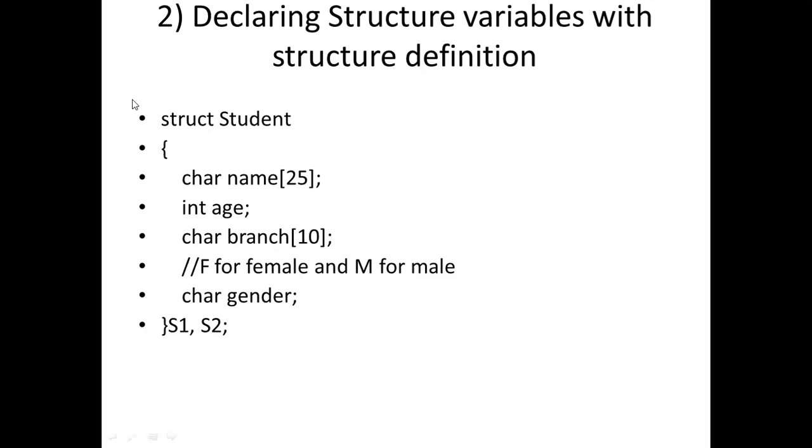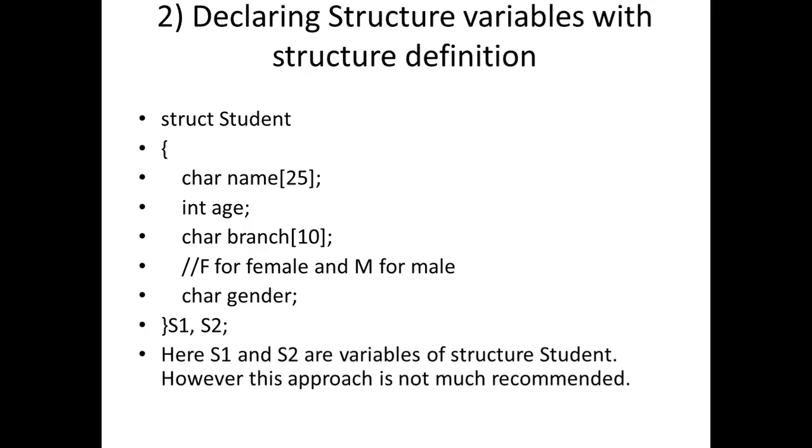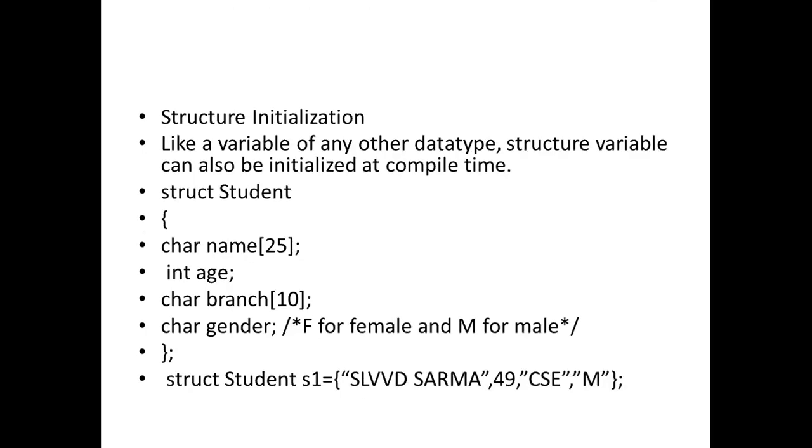So that's why generally we give the name of the structure, struct student here. Now later you can create any number of variables of type student. So here s1 and s2 are variables of structure student. However, this approach is not much recommended. We can write it, but it's not recommended.